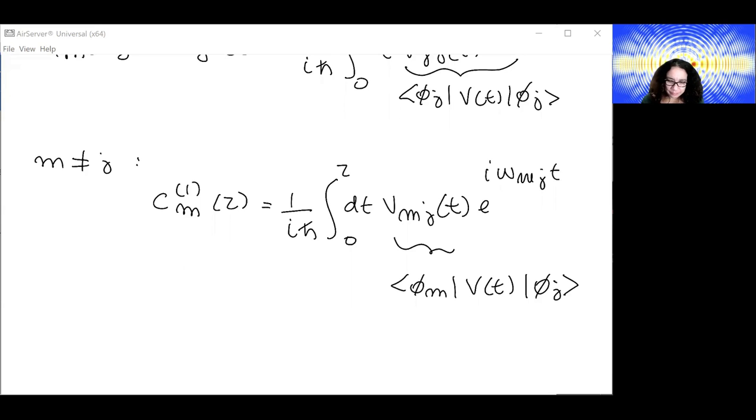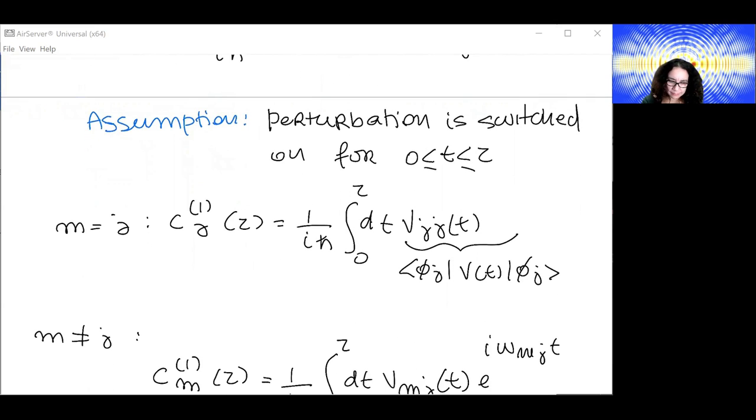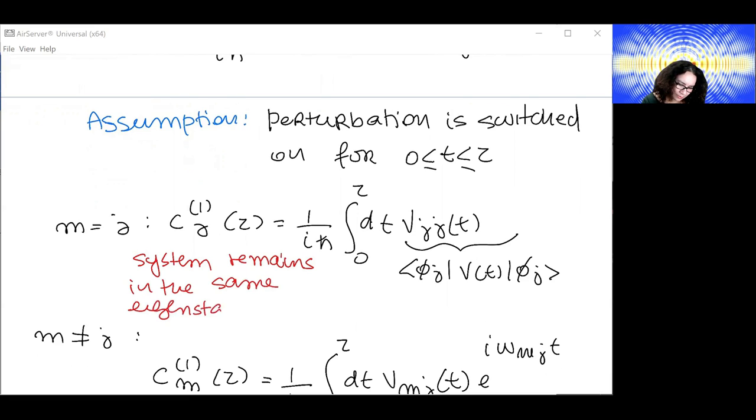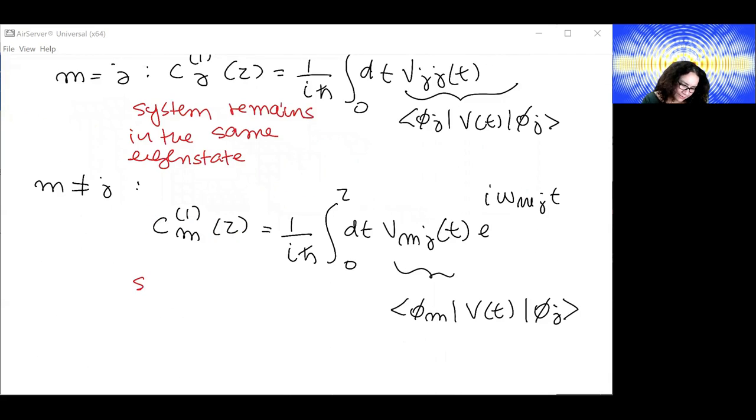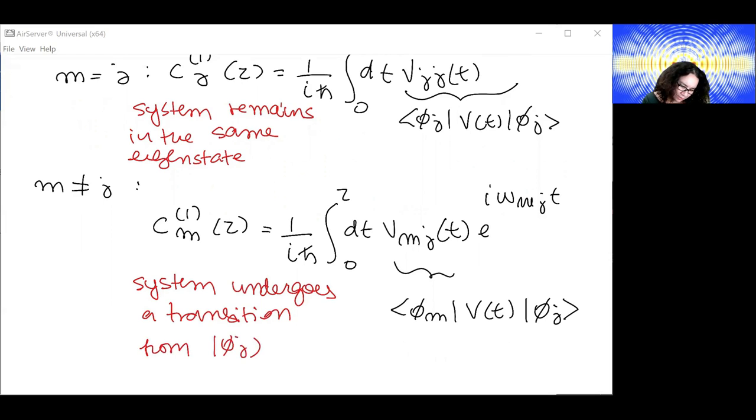And so let me write here: in the first case, the system remains in the same eigenstate, and here the system undergoes a transition from phi j to phi m, whereby m is different from j.